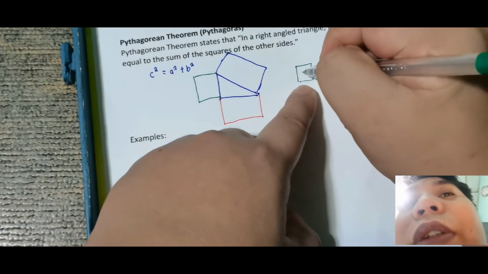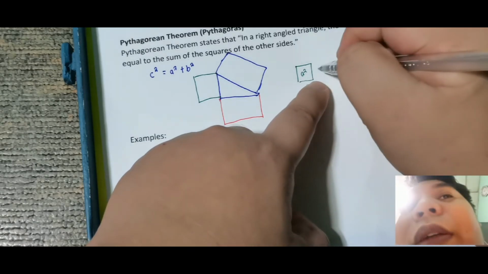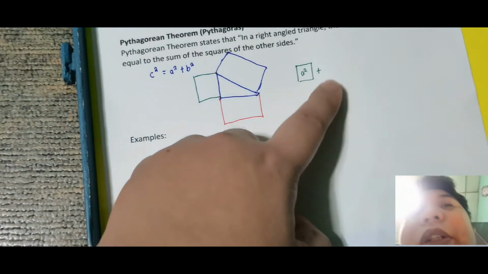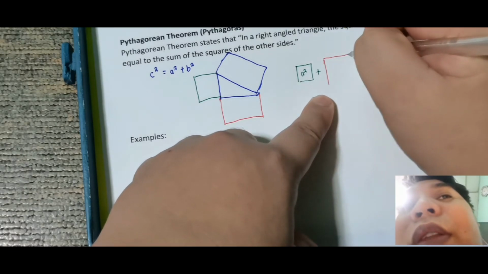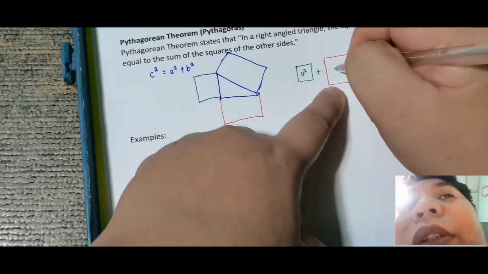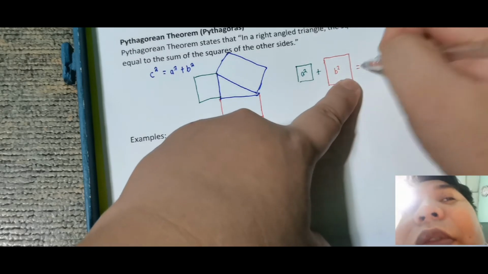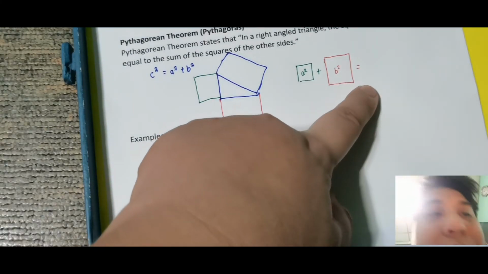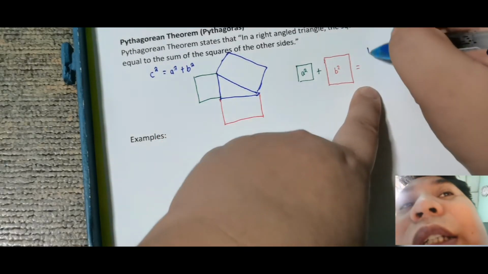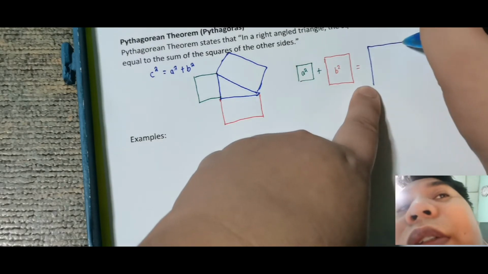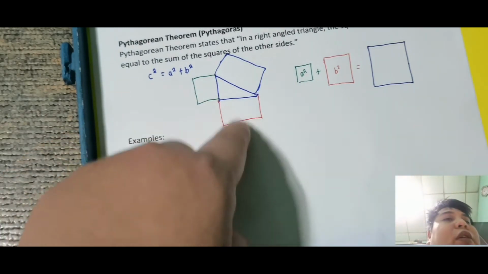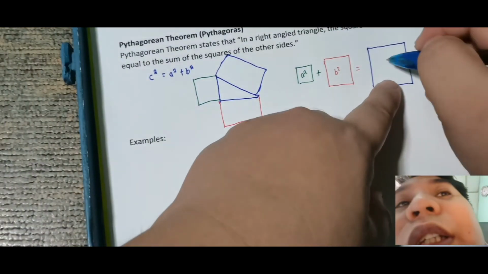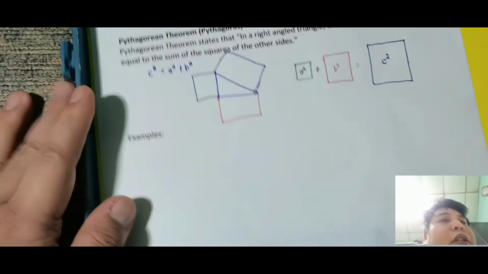Ito si A squared, plus si B squared. Let's say square ulit yan, assuming na square siya, mas malaki konti. Hindi ko kasi maidrawing nang maayos. Equal daw sila doon sa hypotenuse, which is yung mas malaking square. Pag nag-drawing kayo, square, square, square, dapat mas malaki konti. So, this is C squared. Yan ang ibig sabihin ni Pythagorean theorem.